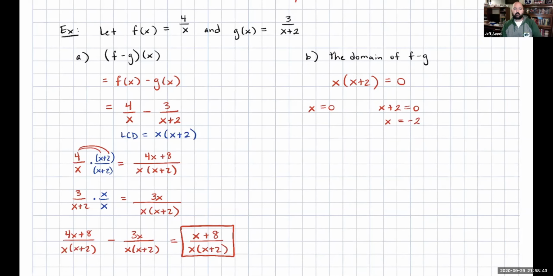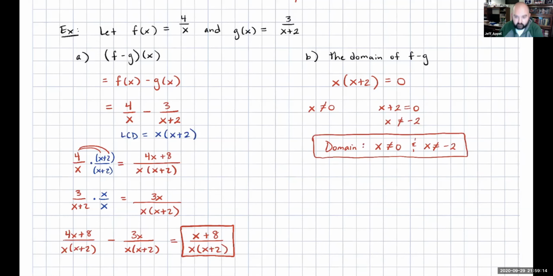But remember how this works. This doesn't mean that the domain is x equals 0 and x equals -2. It means the domain is all real numbers except for these two. So it can't be those values. So your domain is going to be x is not 0 and x is not -2. We'll learn a cooler way of writing that using intervals with some union symbols later, but for right now, we'll just leave it like this.